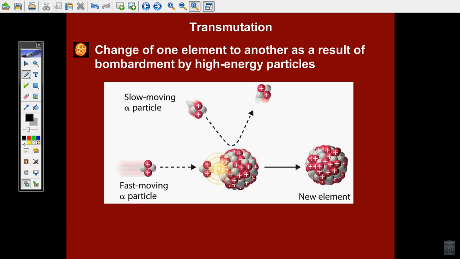Transmutation. Change of one element to another as a result of bombardment by high energy particles. Okay, so it's just a fancy word of saying we're changing our elements into different elements.